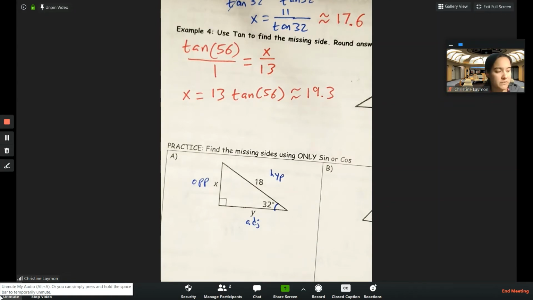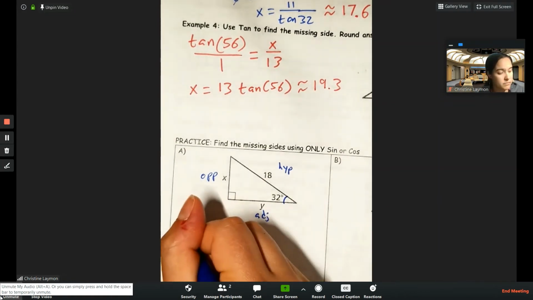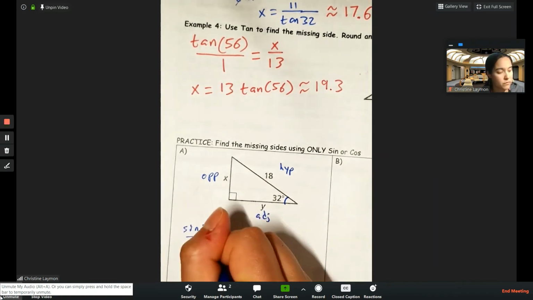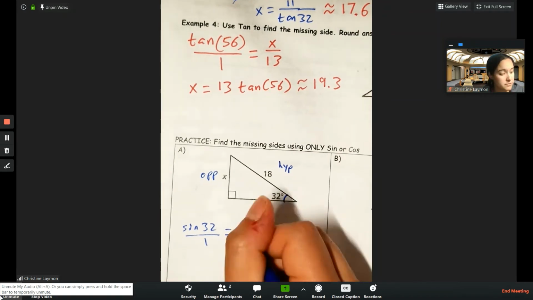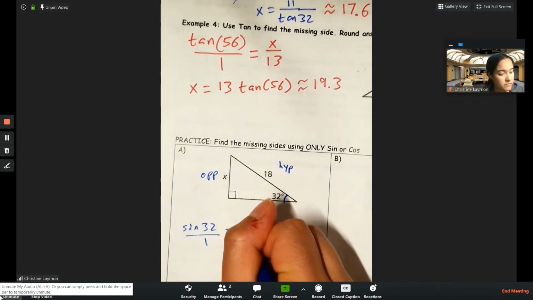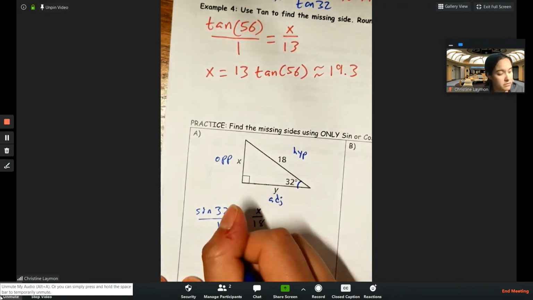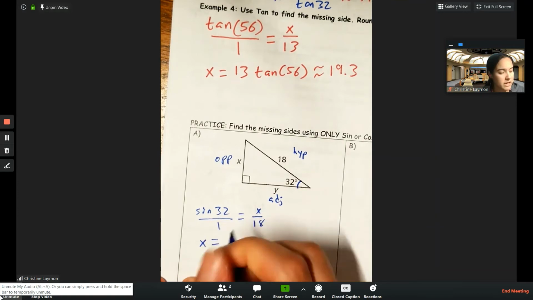So if I go after x, I'm going to be using sine 32. So I'm going to say sine of 32 over 1 equals opposite over hypotenuse, x over 18. I'm going to go ahead and cross multiply. 1 times x is x, which equals 18 times sine 32.